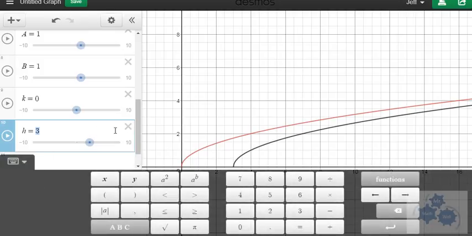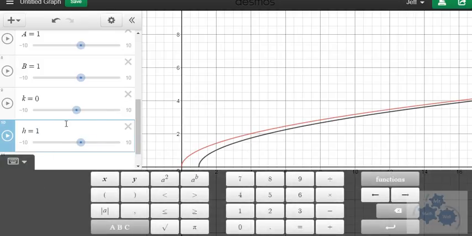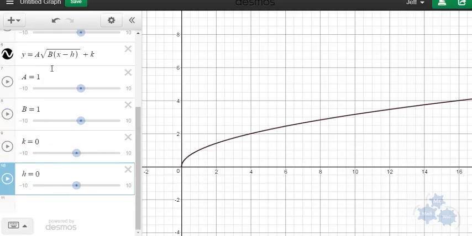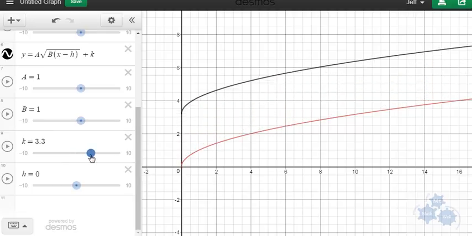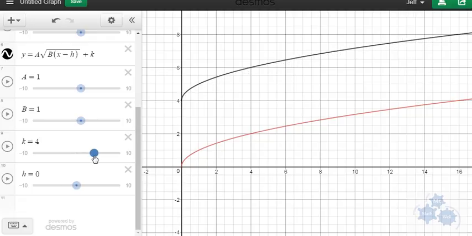Okay, so let's make h 0 again, and we're going to move k now. So what's going to happen if I increase k? What do you think? It's going to go up, right? Let's just see if you're right. Oh, everyone's holding their breath now. Oh, look at that. Slides up. Okay. So there's k equals 4. Look at this. What once was 0 is now 4. What once was 2 is now 6. See that? Up 4 units. Any questions there?